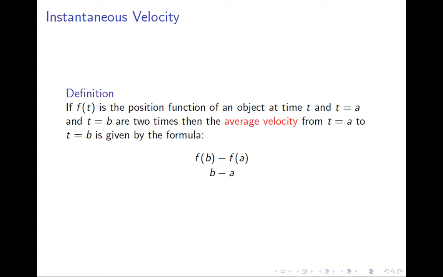If f of t is the position of an object at time t, and t equals a and t equals b are 2 times, then the average velocity from time a to time b is given by the following formula: the position of the object at time b minus the position of the object at time a, divided by b minus a. So this is the change in position over the change in time.